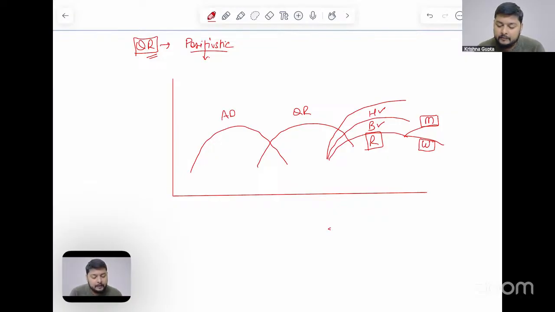Then after this, functionalist geography came into the picture. What is it? How does it work? We will also discuss it in detail.